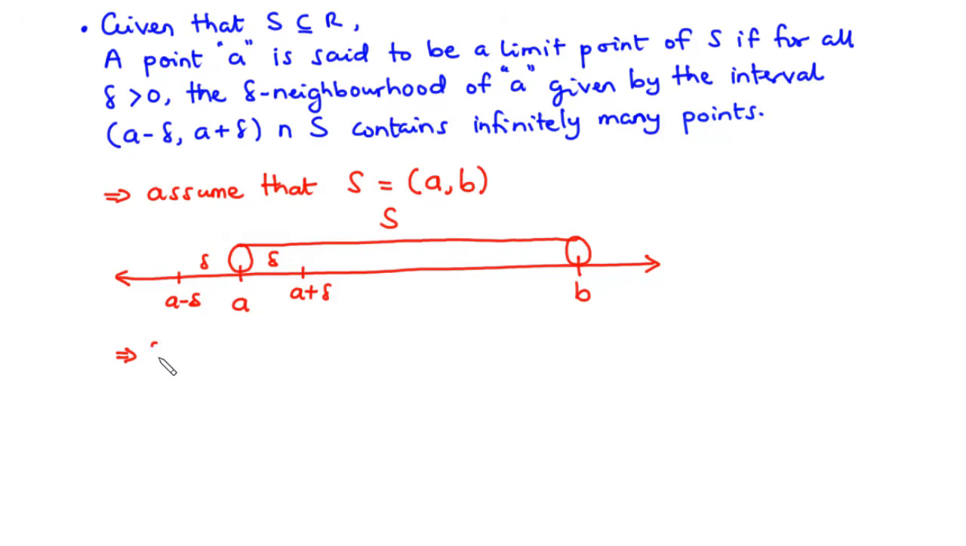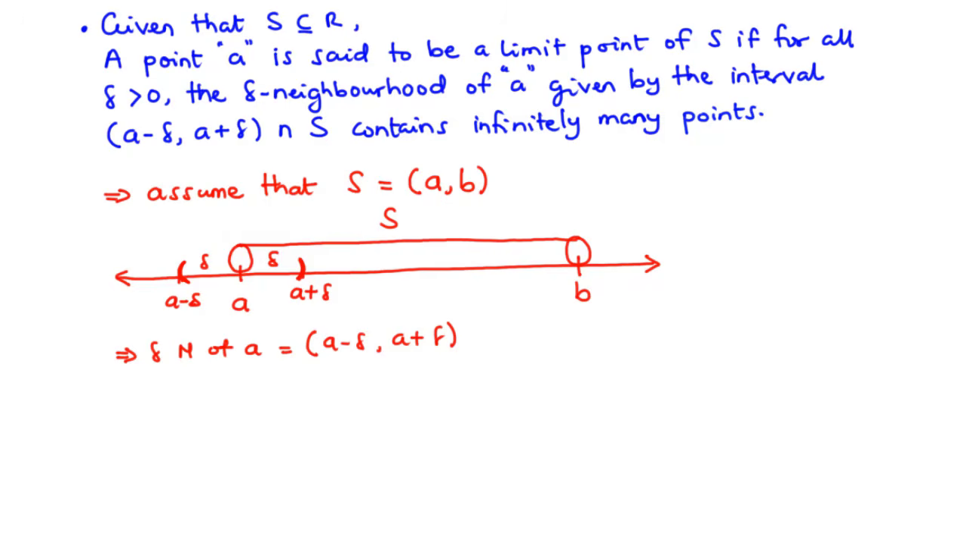Therefore, the delta neighborhood of A is given by the interval A minus delta, A plus delta. So this is the interval given by the delta neighborhood of A. So for A to be a limit point of S, the intersection of this interval A minus delta, A plus delta, and S should contain infinitely many points.